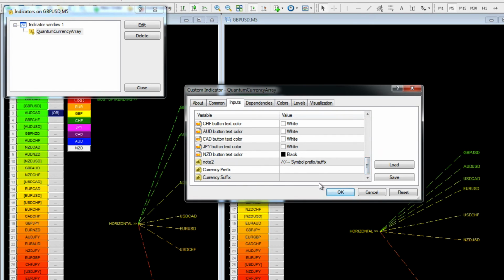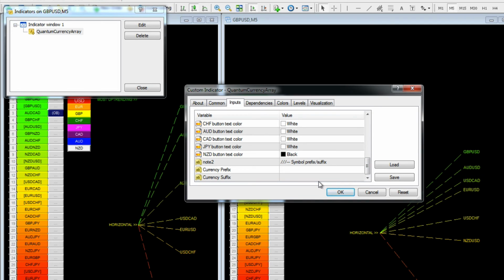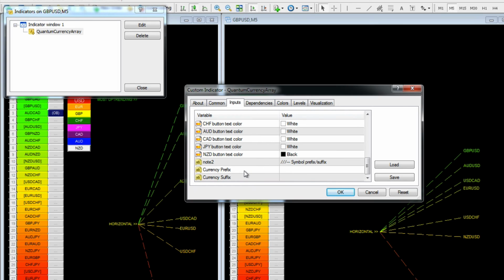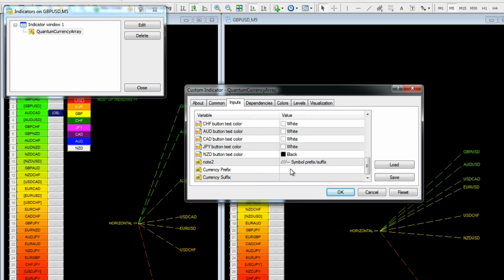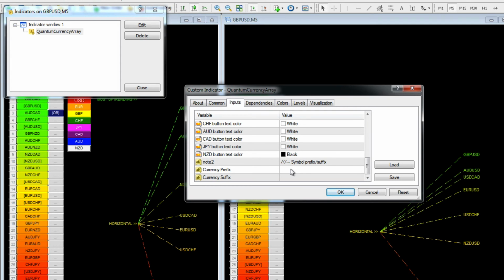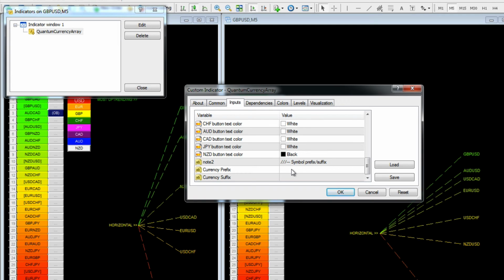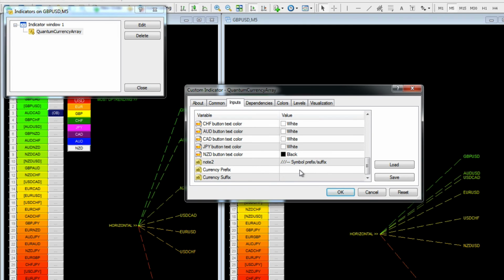And the other aspect also, which is very important of this, is that if you have an MT4 platform which has a currency prefix or a currency suffix associated with the currency notation, then you will need to add this into the inputs box here. This is exactly the same principle as you find on the currency strength indicator, also on the currency matrix, and you will find it here and on the heat map. So you will need to input that into your currency prefix or suffix box. You simply just double click there and add it.